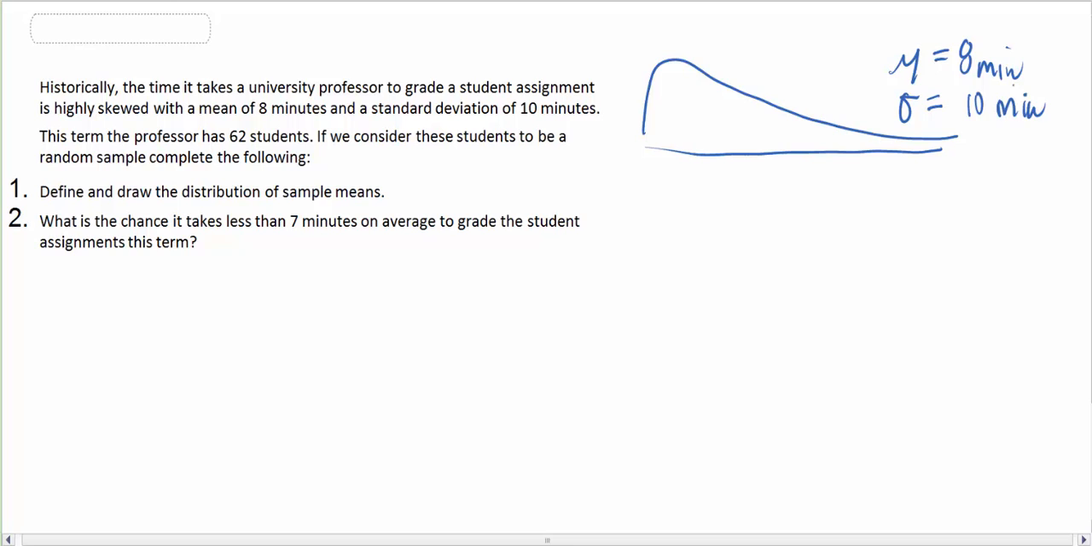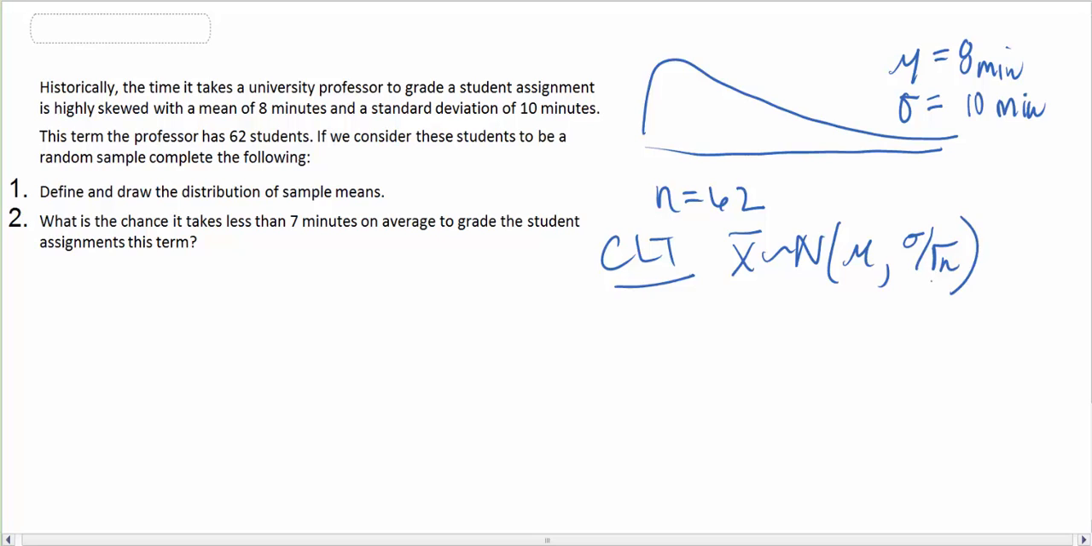This term, the professor has 62 students, so that means that n is equal to 62 students. And if we consider these students to be a random sample, which is a whole other situation in itself, but we won't discuss that now. So if we assume that these students are a random sample, then we should define and draw the distribution of sample means. Well, from the central limit theorem, CLT, we know that x bar, the sample mean, will be distributed normally with a mean of mu and a standard deviation of sigma over the square root of our sample size. So that's how we can denote it with symbols.